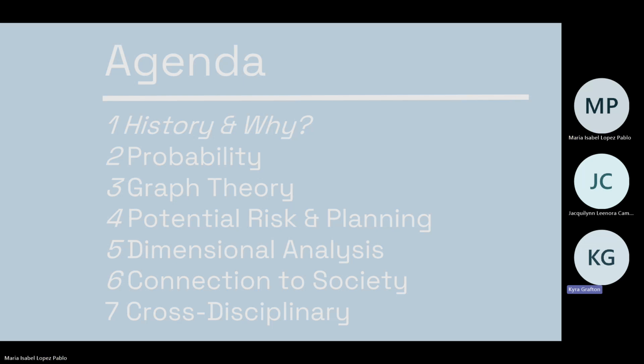In this presentation, we are going to go over a little bit of history and why we decided to route our project towards tectonic plates and how it affects us as historians. Then we are going to show you how we use probability to find the chance of an earthquake with the help of graph theory as well. We will also be going over potential risks and planning based on what we found using dimensional analysis. And then we are going to go over some cross-disciplinary discussions.